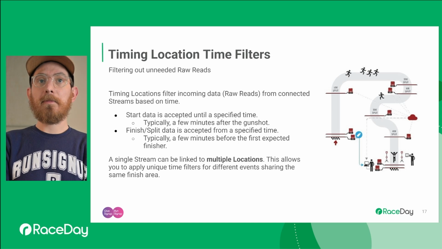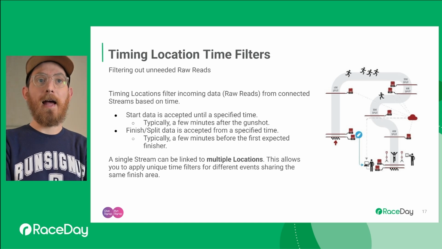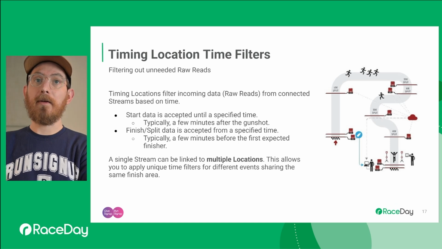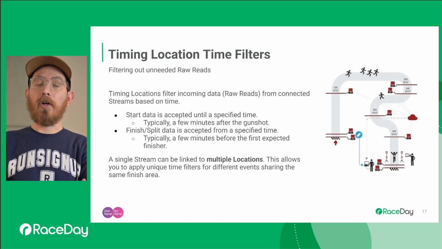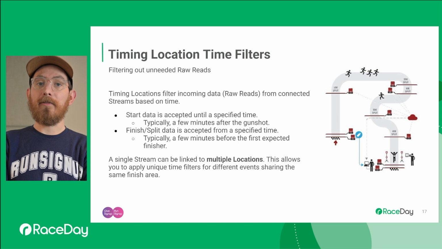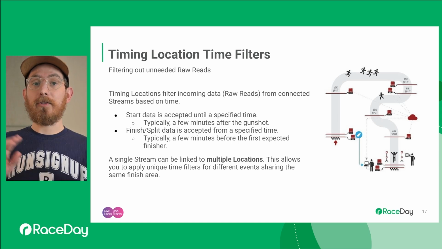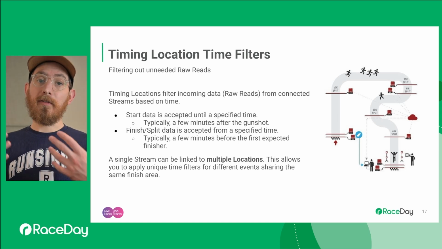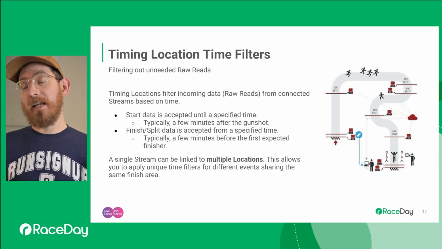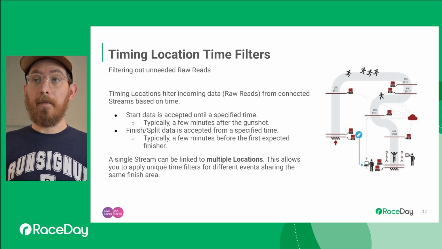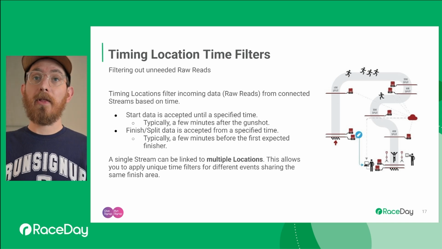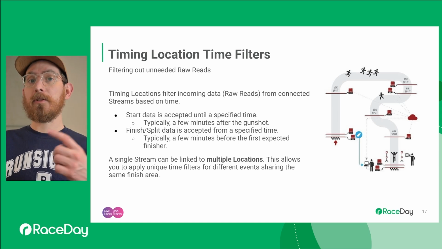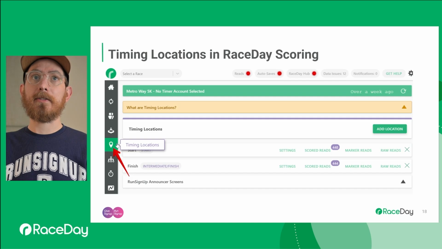A single stream can be linked to multiple locations. This allows you to apply unique time filters for different events sharing the same finish area. So if you really needed to, you could have one stream that's connected to two different timing locations in RaceDay scoring, each with their own unique filters set up. There's a few different examples of why you might want to do that, but we won't go into that here. Just good to know that if you need to, you can connect one stream to many locations and many streams to one location. Very, very flexible system.